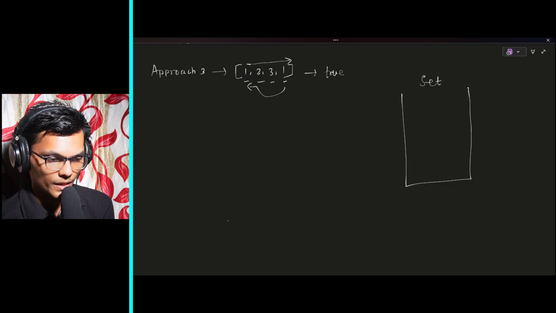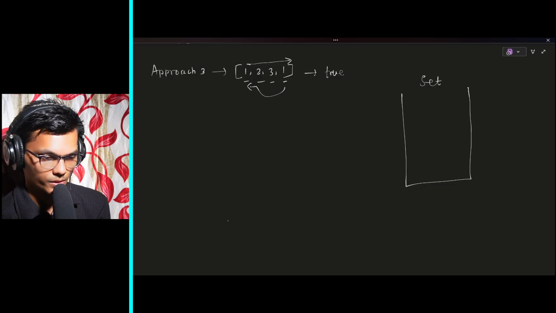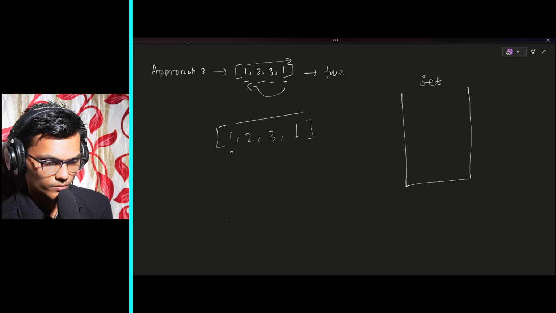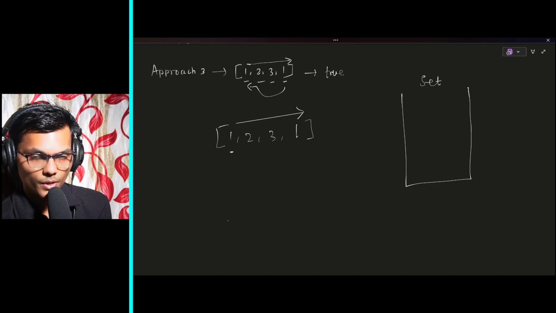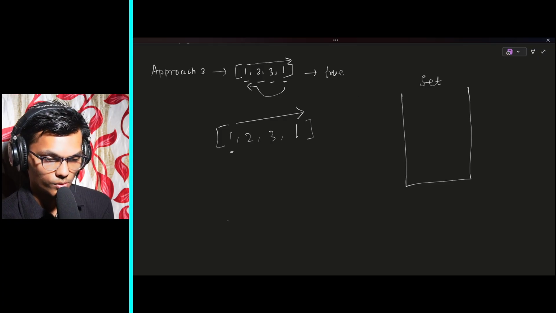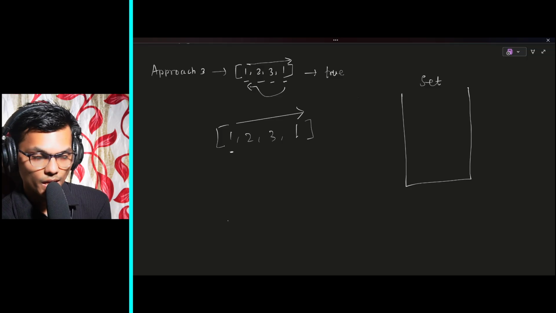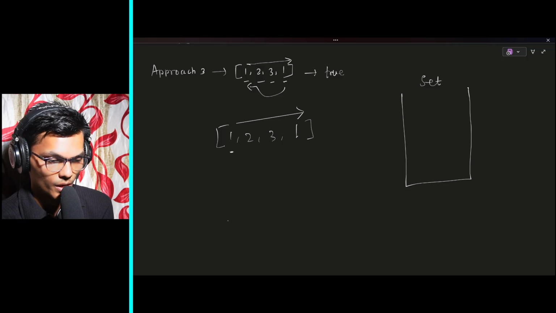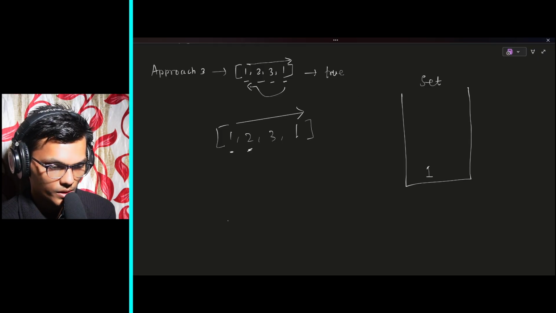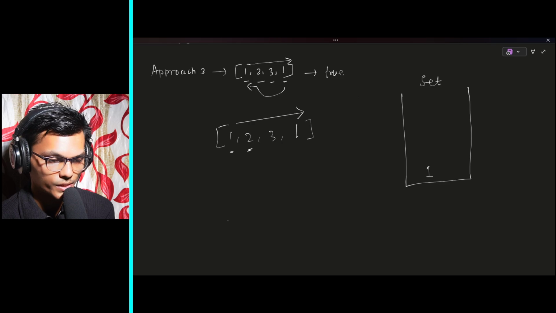So our loop will run, it will track 1. So this is our array: 1, 2, 3 and 1. Our loop will run, we'll check if our current element, which is 1, is present in our set or not. We are checking in the past. We can see that our set is empty and we don't have any element as 1.